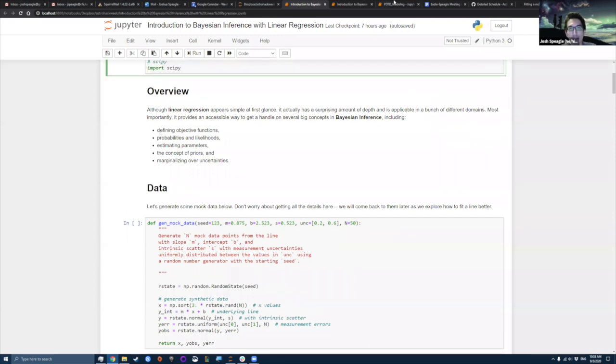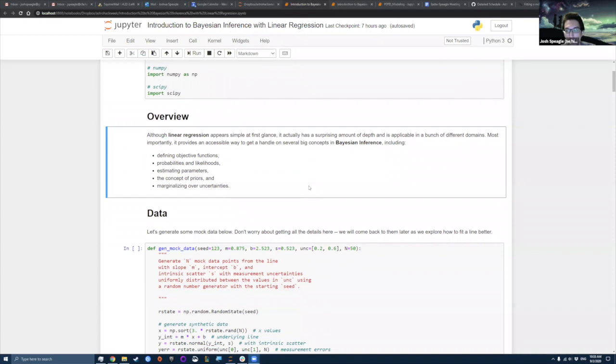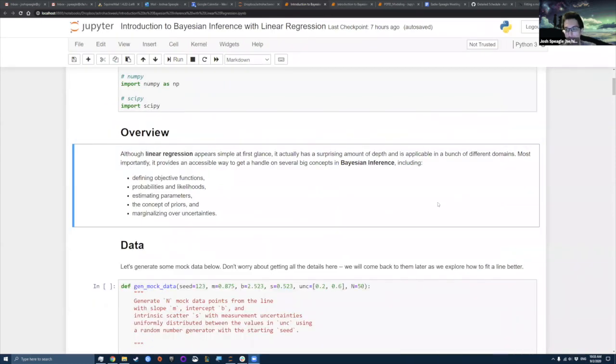Unfortunately, it doesn't look like I'm actually able to get the chat to pop up. Oh, there we go. Got it. And so hopefully this, should I zoom in a bit more? Does this look good?